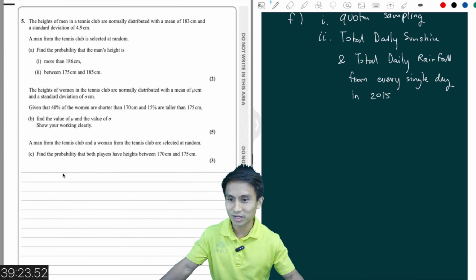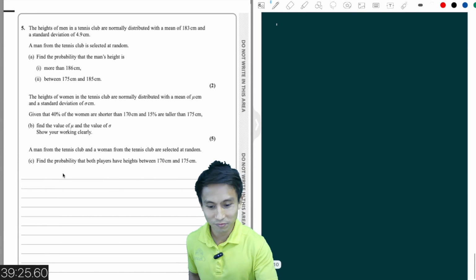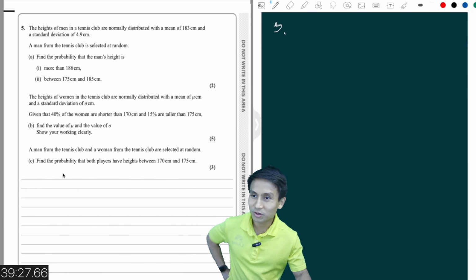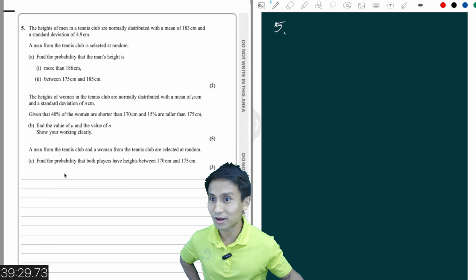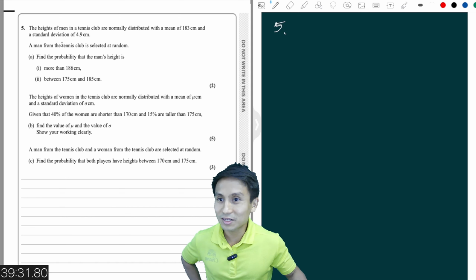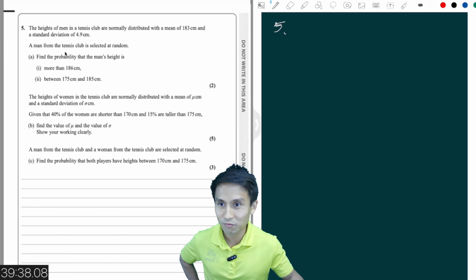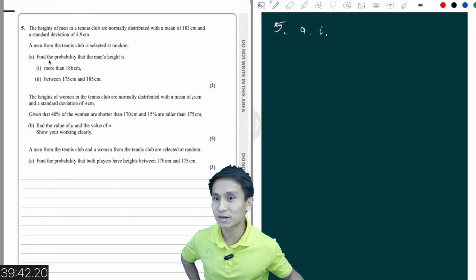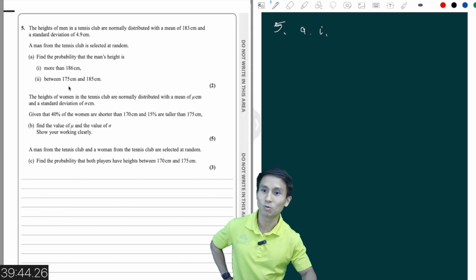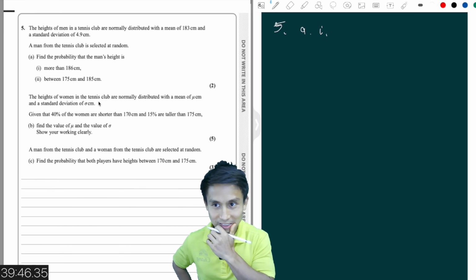Okay, so number 4 done. Let's do number 5. Okay, we are good at the time there. Still have mechanics to do. The heights of men in the tennis club are normally distributed with the mean of that and the standard deviation of that. A man from the tennis club is selected at random. Find the probability that the man's height is more than 186.